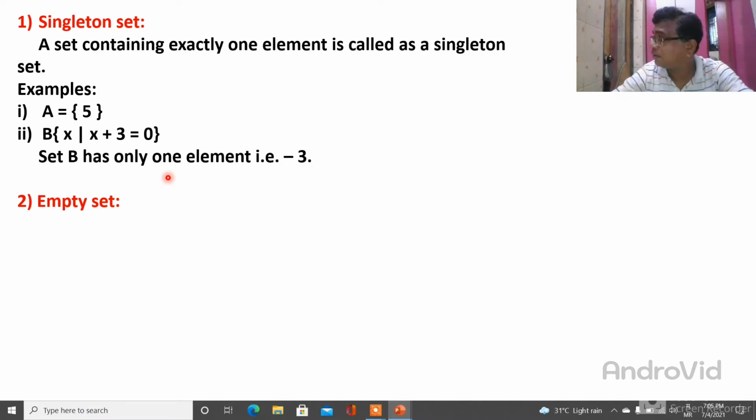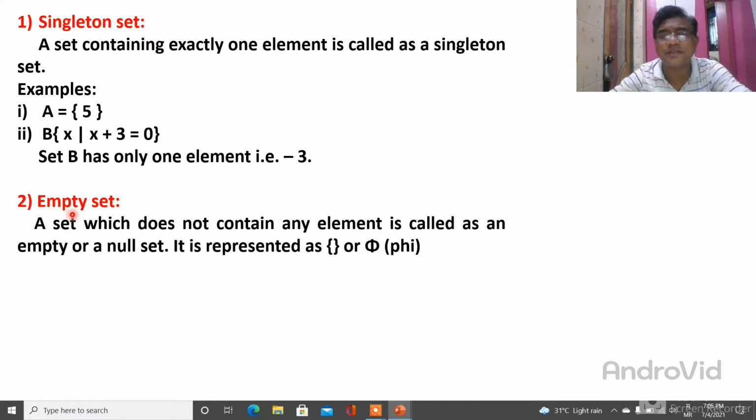Then another is the empty set. So another set type is the empty set. What is the empty set? Empty set means a set having no element. A set which does not contain any element is called an empty set. We say a set which has no element, not even a single element, is called an empty set.